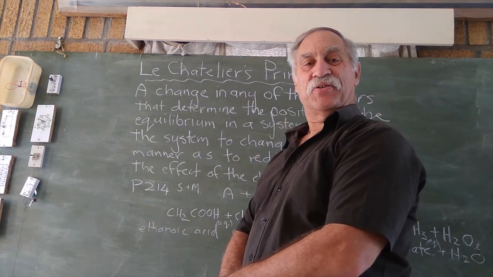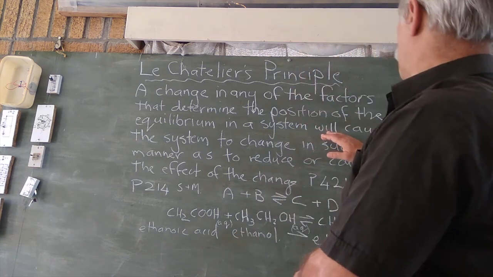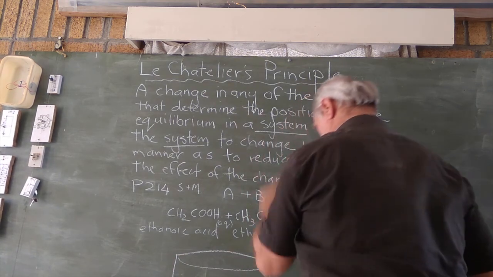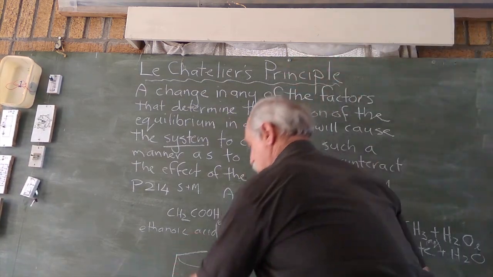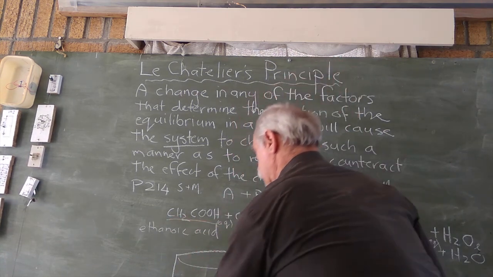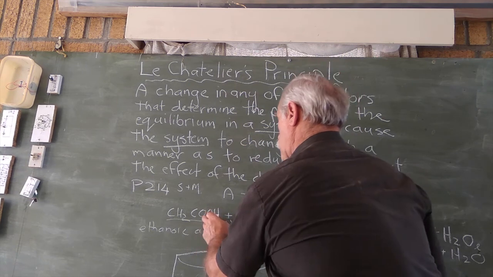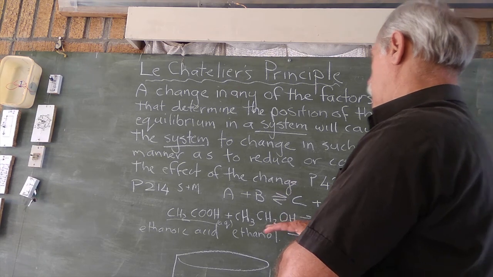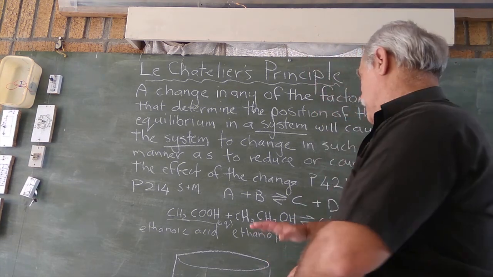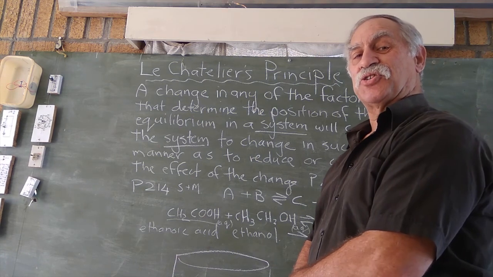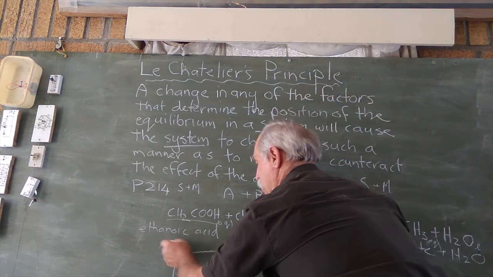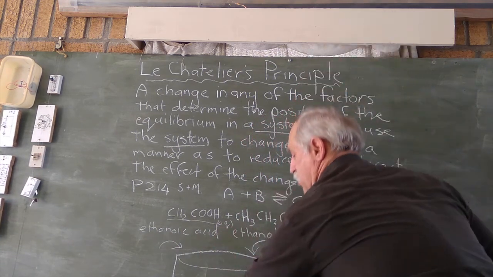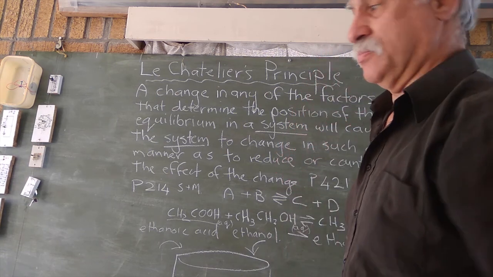Now, how do we apply Le Chatelier to this? Well, first of all, you see we've got a system. And our system consists of a beaker in which we're going to pour, first of all, some ethanoic acid, and we're going to have some alcohol. But those are dissolved in water, they're not pure.